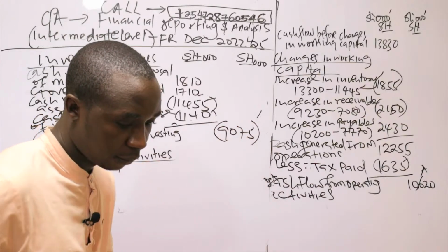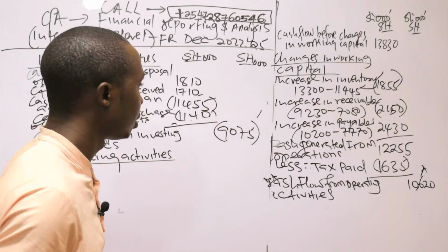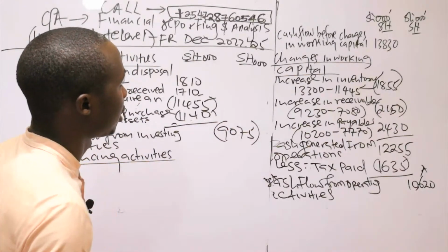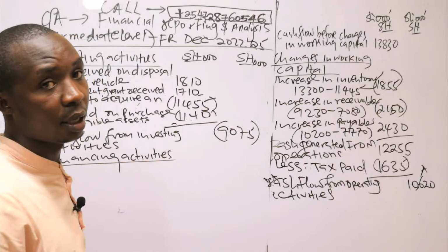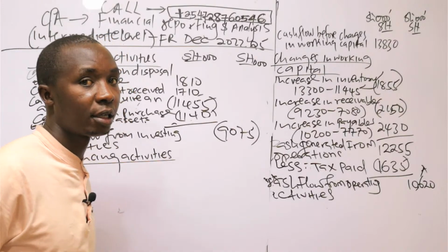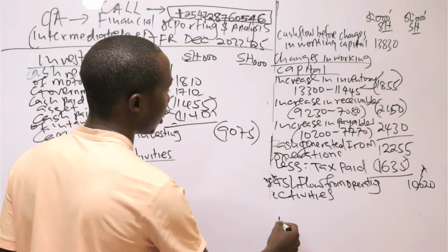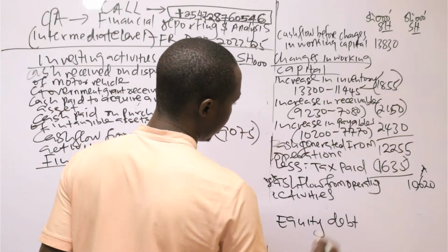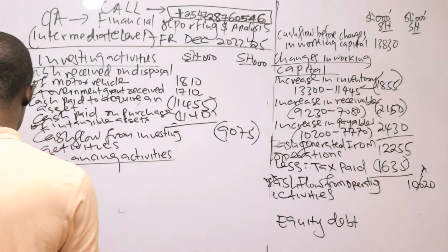Now for the financing, you would mostly focus on the equity part and the liabilities, because the organization can be financed through equity or debt. So I would like to do the workings on this other side.